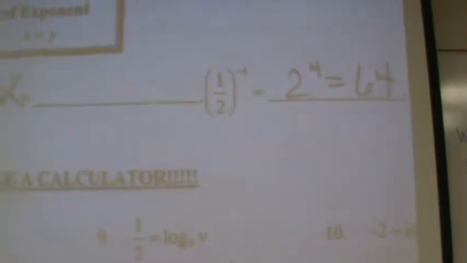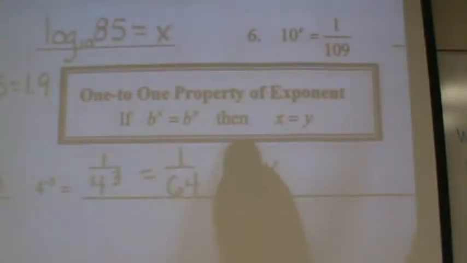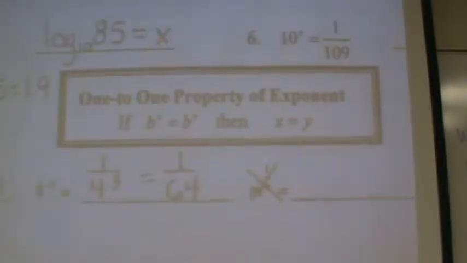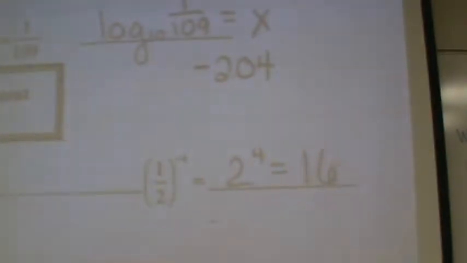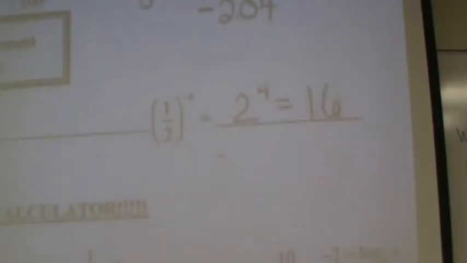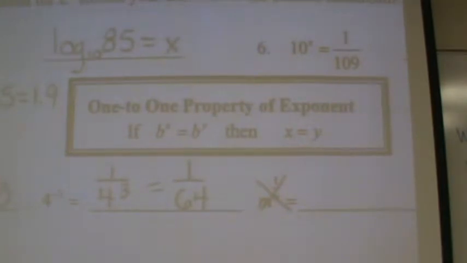Okay, so now, what does this one-to-one property mean? What it means is, let's say I gave you... It's not 64, is it? Sorry, guys. I'm trying to go fast so I can get all this done. 2 times 2 is 4, times 2 is 8, times 2 is 16. 16. Okay, so let's say I gave you this problem right here.